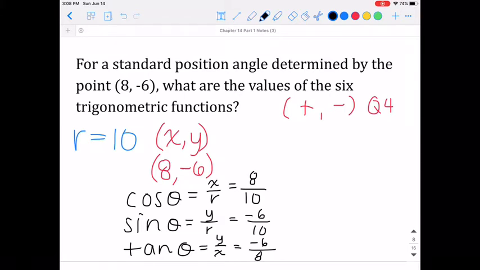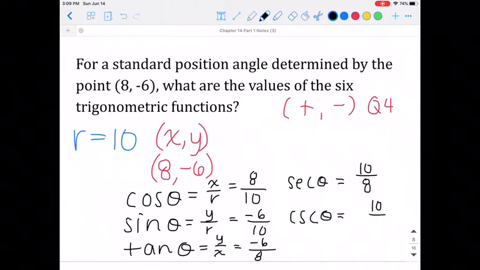Then when we talk about the inverse, so we have secant theta is the inverse of cosine theta. To figure out these, all you have to do is flip your fraction. So secant theta becomes 10 over 8. Cosecant theta is the reciprocal of sine, so that's going to be 10 over 6. And again, I like to leave the negative either in the numerator or off to the side. We don't want our negative in the denominator. And cotangent theta is going to be negative 8 over 6.